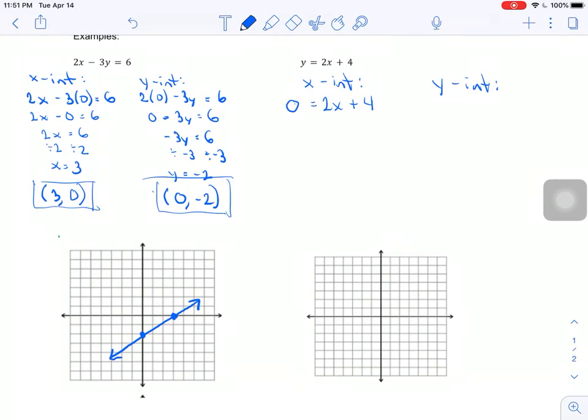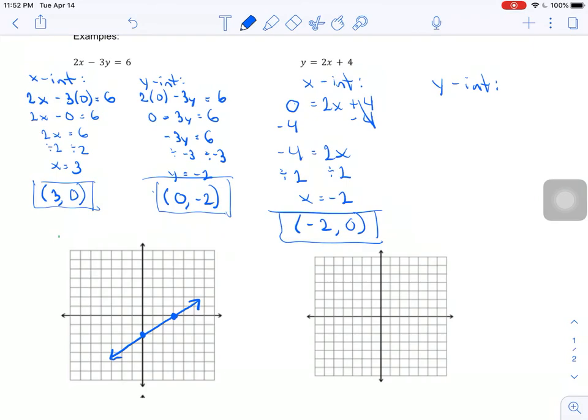So if I want to get x by itself, I get rid of the constant term first. So subtract the 4. 0 minus 4 is -4. And I have 2x left. There's my one-step equation. So now I can divide by 2. So -4 divided by 2 is -2. So x is -2. So that means my x-intercept is -2. And remember, y is 0. So there's one point. I can mark that on the graph.